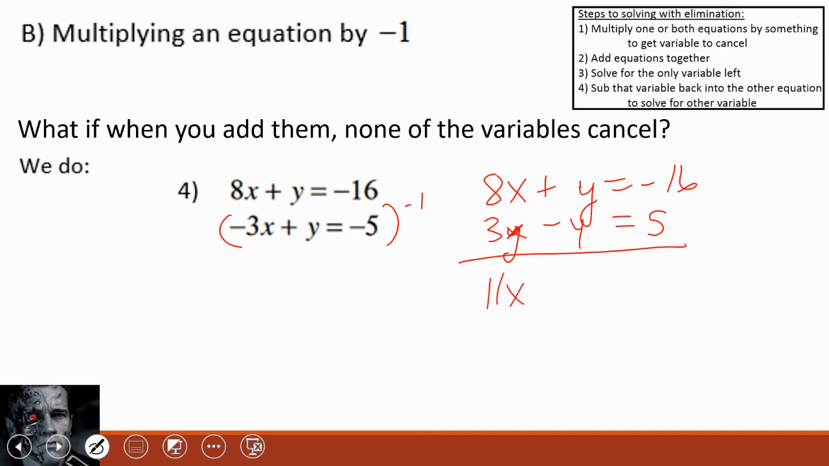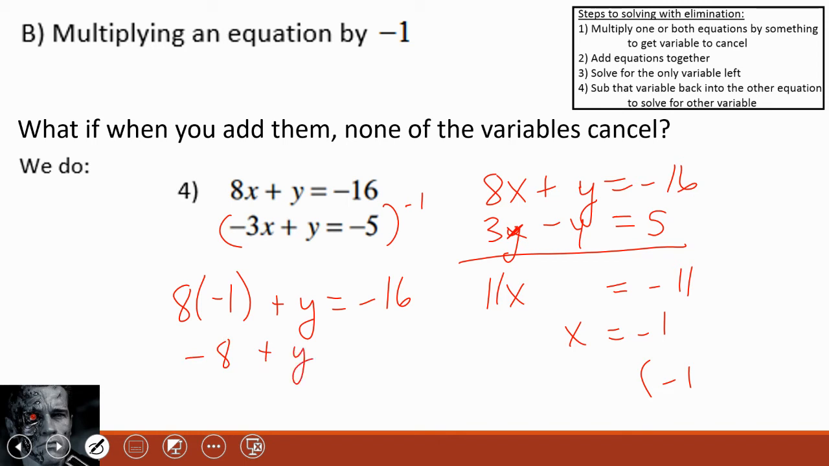So 11x equals negative 11. x equals negative 1. Plug it in for either equation. I'm going to plug it in the top. 8 times negative 1 plus y equals negative 16. So the last step is not any different than substitution was.